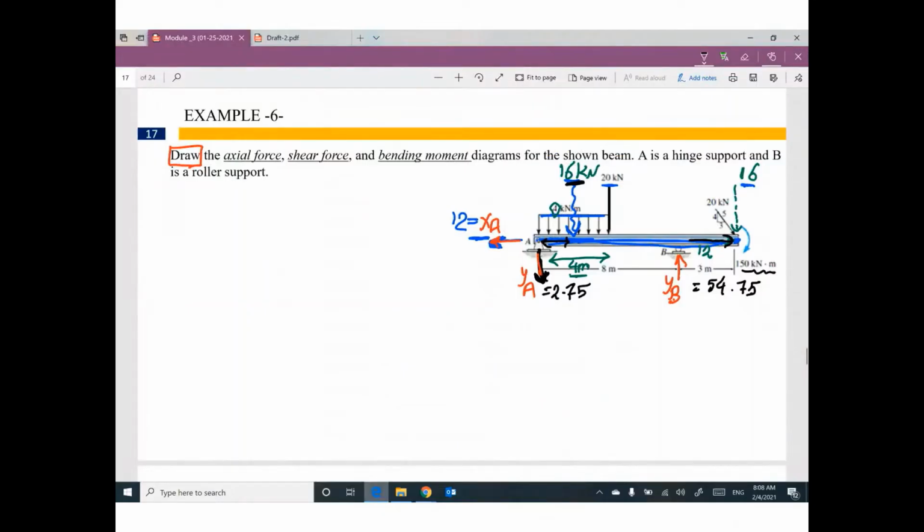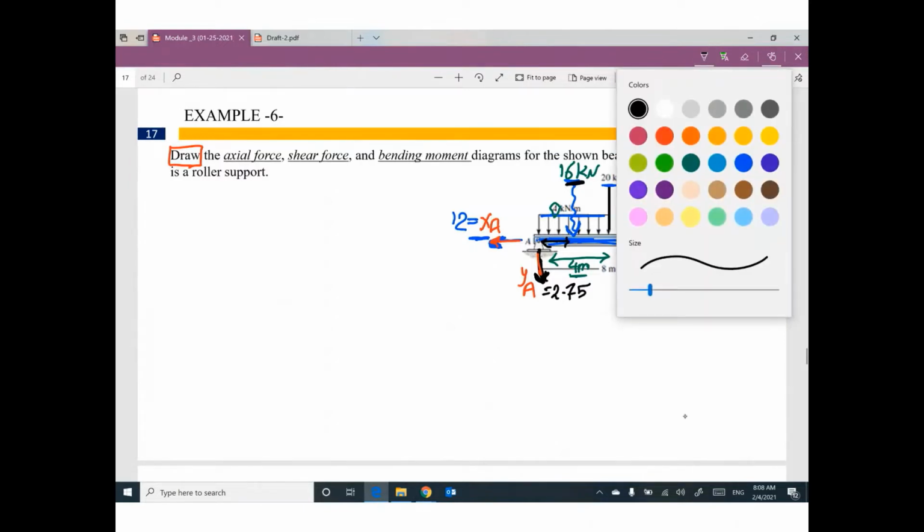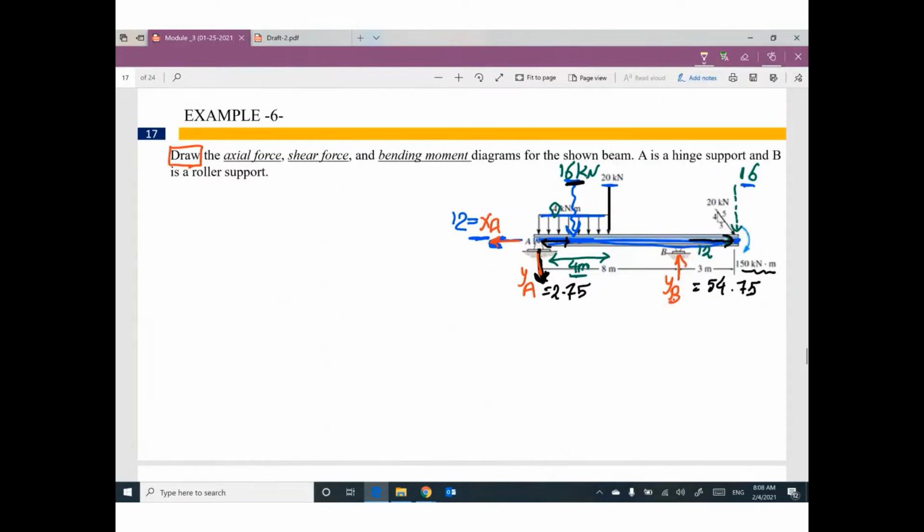Last meeting, I started to solve this problem. I would like to repeat it one more time. After you are done with reactions, we have vertical reaction downward, YA, XA equal 12, YB equal 54.75.